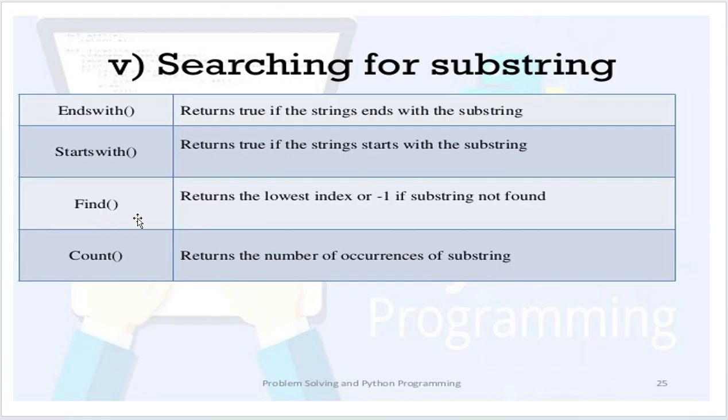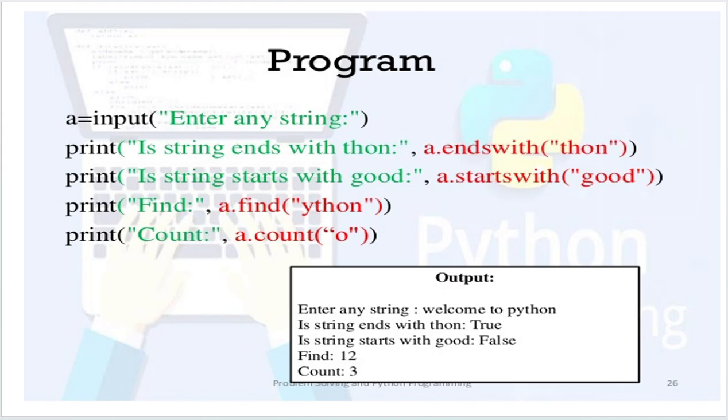Find is going to return the index of the given substring. And count is going to return the total number of occurrences of the given substring, like how many times the particular substring occurs. We'll see it with an example, and you'll clearly understand. So we're going to enter one string called welcome to Python.